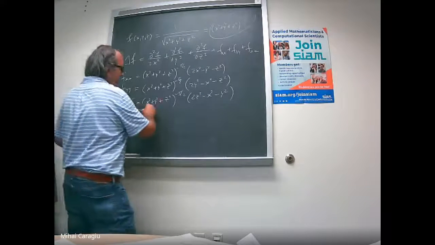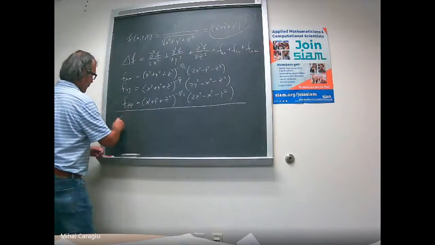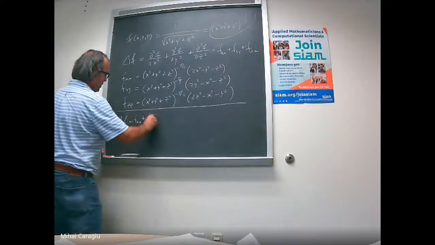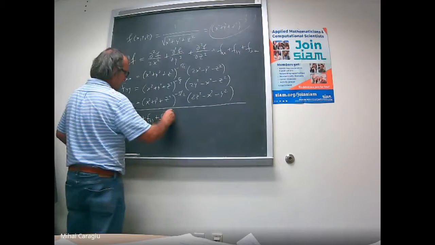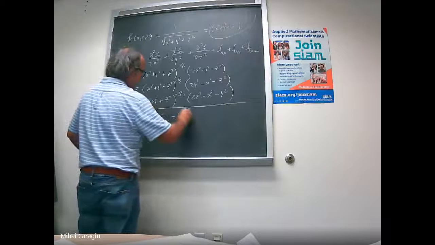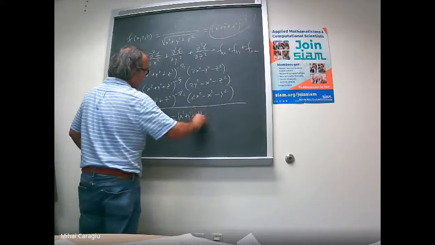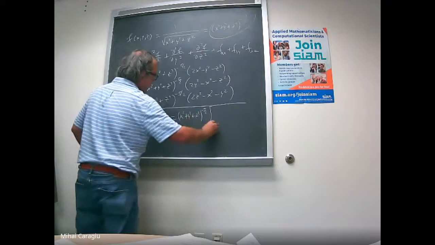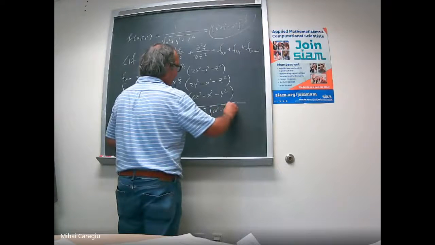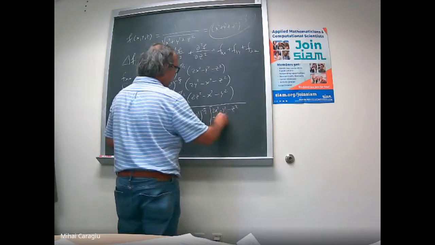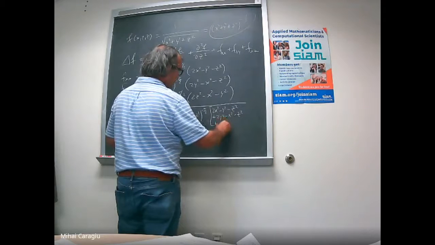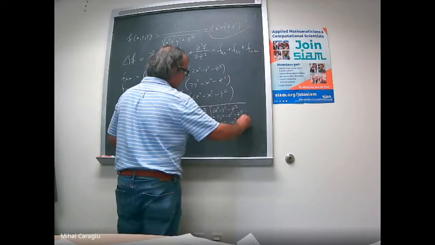And if we add together those three equalities, we get the Laplacian of f, which is f sub xx plus f sub yy plus f sub zz, equals the common factor (x squared plus y squared plus z squared) to the power minus 5 halves times, what do we put here? 2x squared minus y squared minus z squared plus 2y squared minus x squared minus z squared plus 2z squared minus x squared minus y squared.